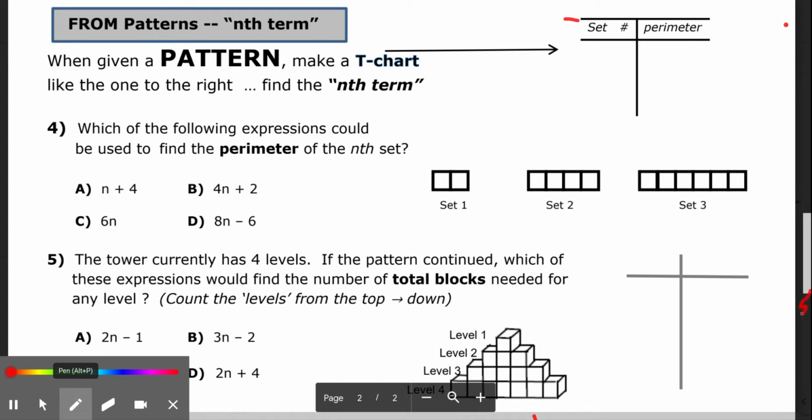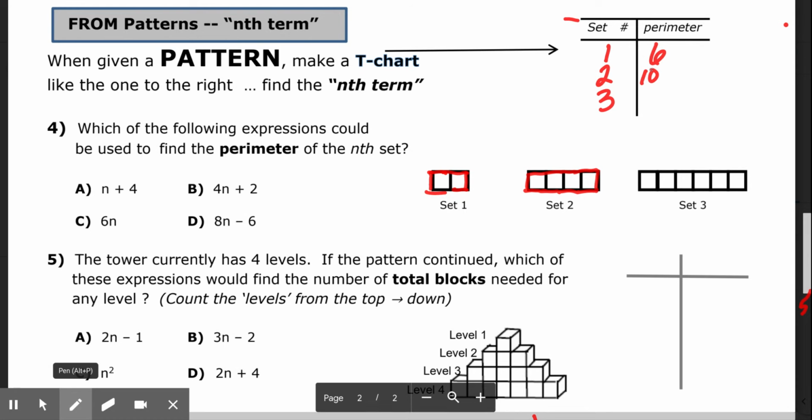So we have 3 sets, 1, 2, and 3. And the perimeter is the distance around. So we have 1 length, 2, 3, 4, 5, 6. And then on 2, we have 1, 2, 3, 4, 5, 6, 7, 8, 9, 10. And then for 3, we have 1, 2, 3, 4, 5, 6, 7, 8, 9, 10, 11, 12, 13, 14.